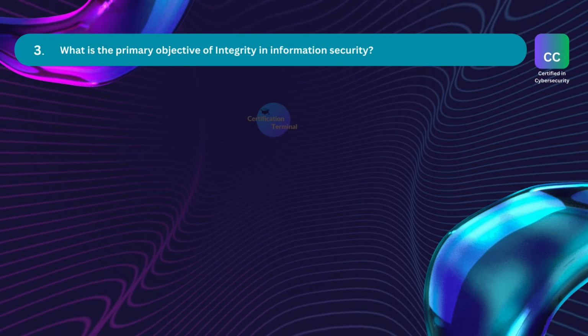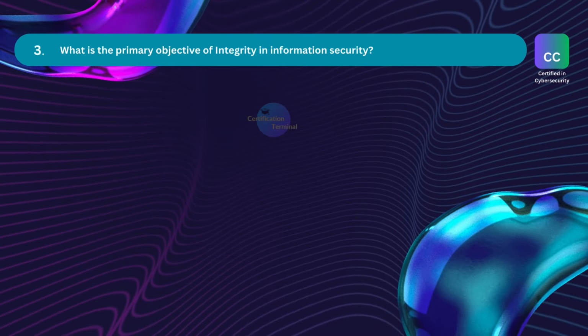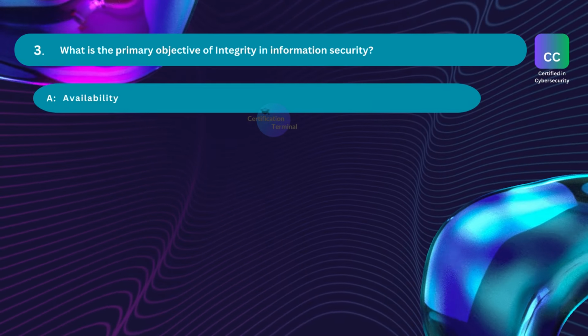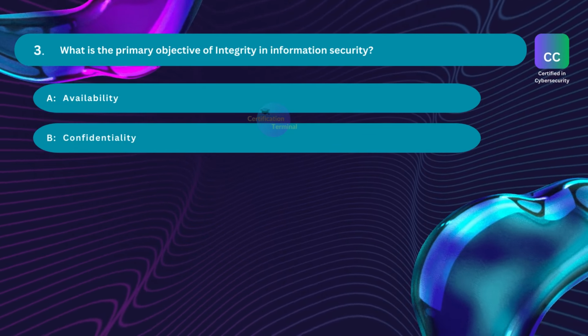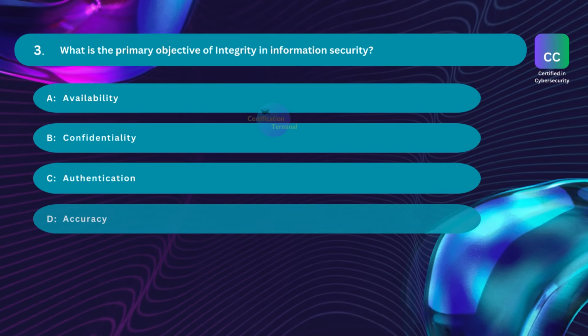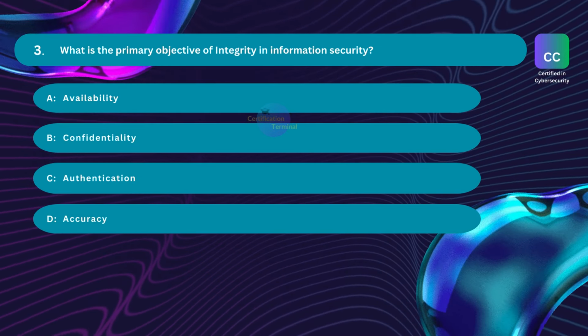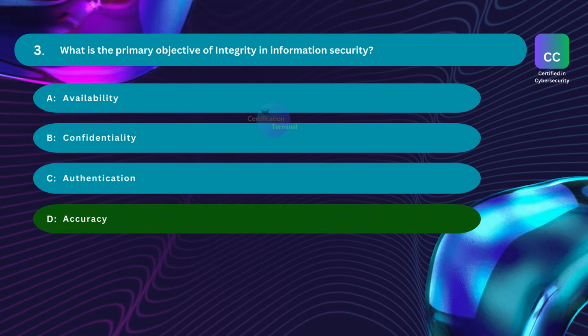Question number 3. What is the primary objective of integrity in information security? Option A, availability. Option B, confidentiality. Option C, authentication. Option D, accuracy. The correct answer is Option D, accuracy.